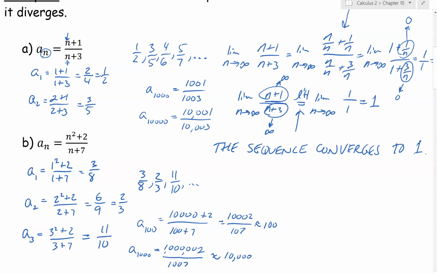So we see by plugging in some larger numbers for n that this sequence just seems to be growing larger and larger and larger. After the 100th term, we have 10,002 over 107, and then the 1,000th term gives us 1,000,002 over 1,007, and these are just getting bigger and bigger, so it appears to be approaching infinity. But we can also confirm that using the limit. The limit as n approaches infinity of n squared plus 2 over n plus 7.